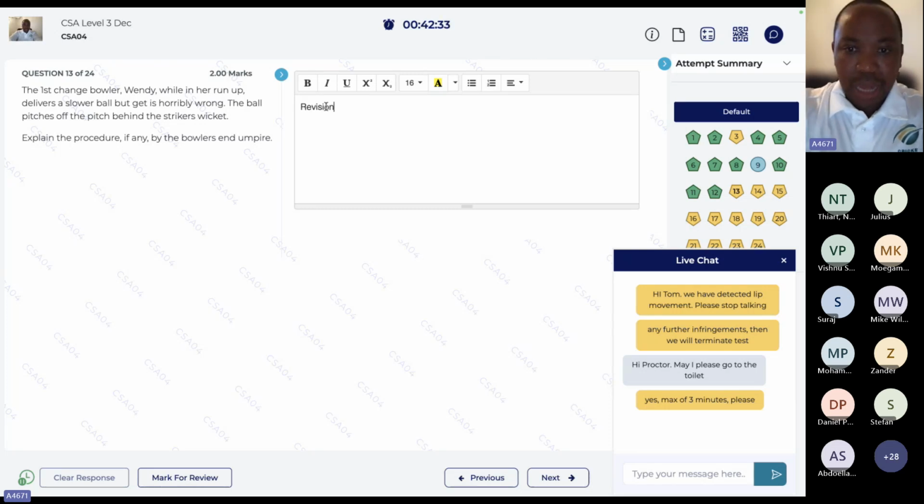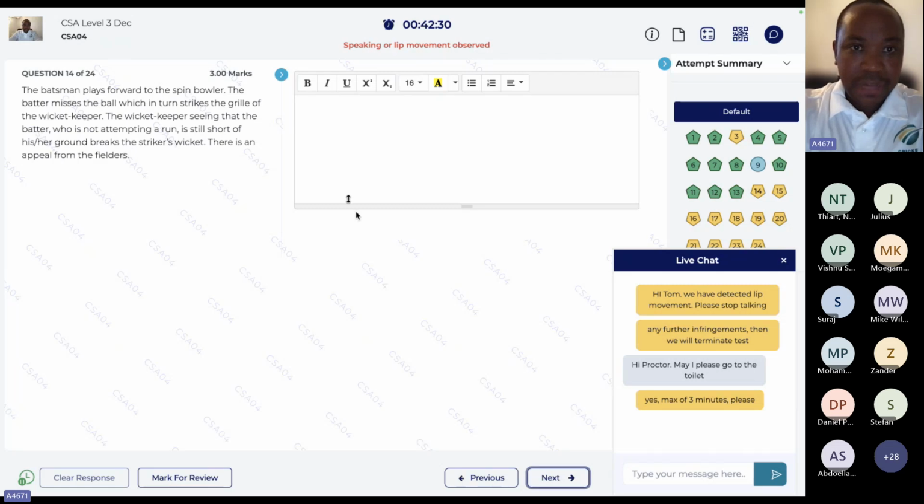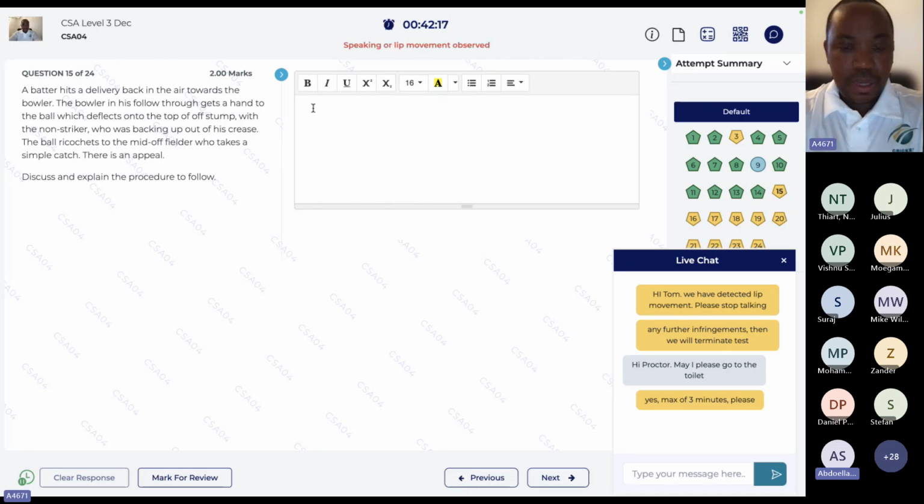Okay. Abdullah, are there any other functionalities or flags that I have forgotten to mention in the proctoring process? No, Tom, you've covered all aspects.